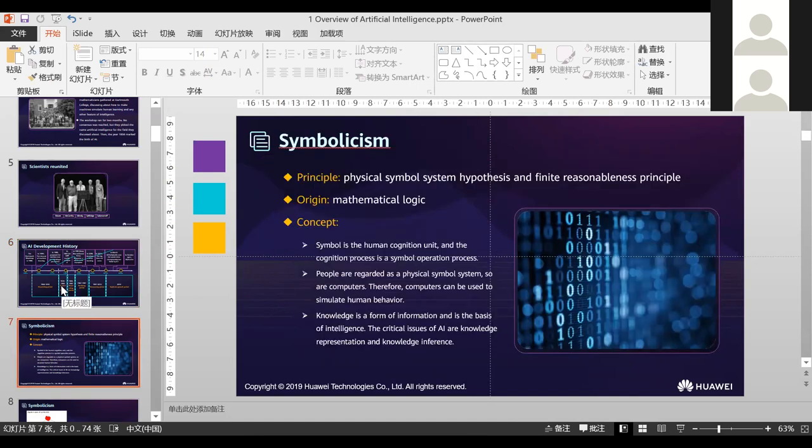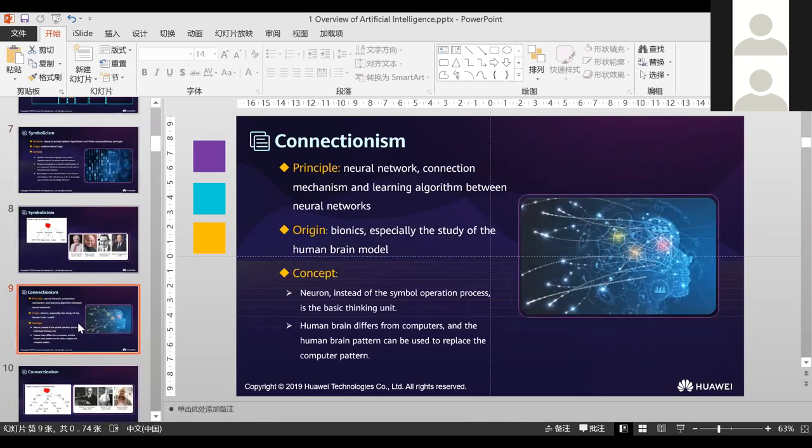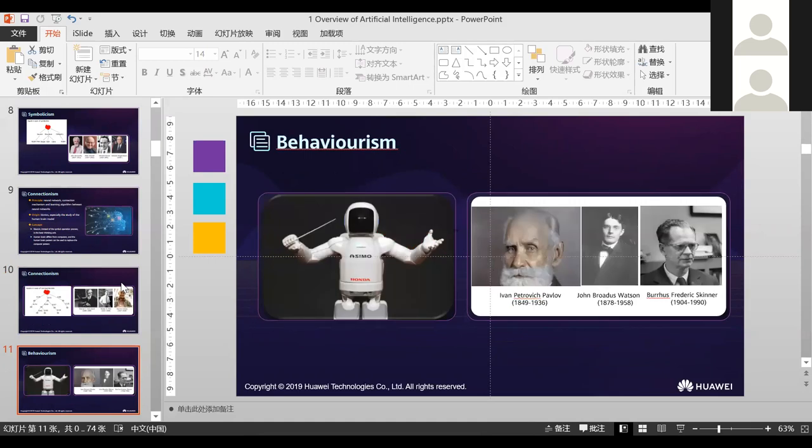As we mentioned, at the Dartmouth workshop there was no consensus because these scientists all had their own opinions and their own skills. So in artificial intelligence history, there are three schools. The first school we call symbolism. So what is symbolism? Does anyone have any idea about symbolism? The first is symbolism, the second is connectionism, and the third one we call behaviorism.